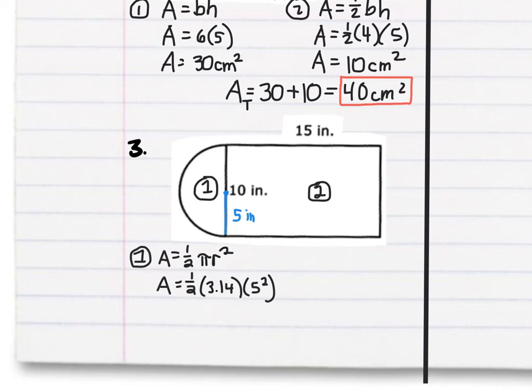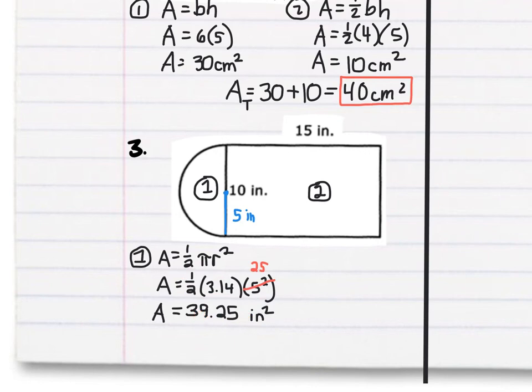Remember that when you're doing the formula for the circle, you have to first square the radius. So 5 squared is going to be 25. Then in your calculator, you're going to enter 1/2 or 0.5 times 3.14 times 25. So the area of the semicircle is 39.25 inches squared.